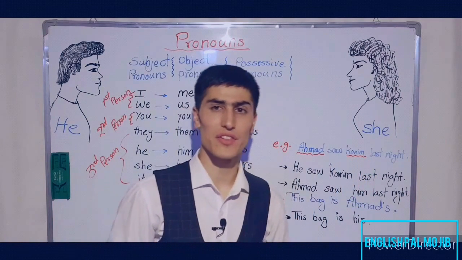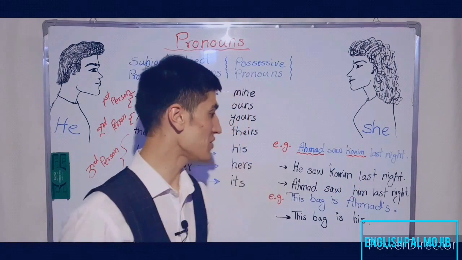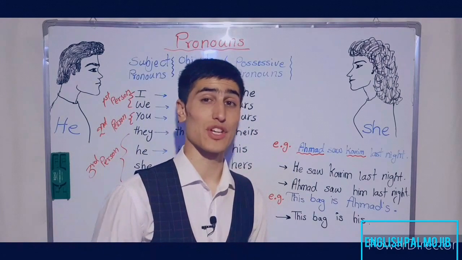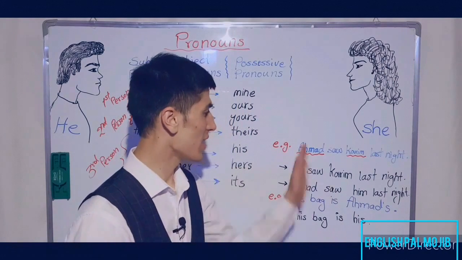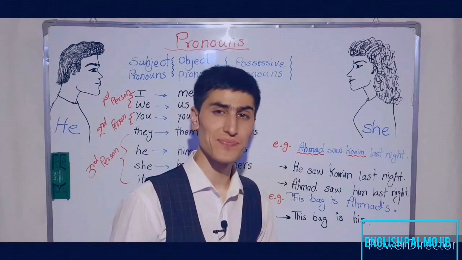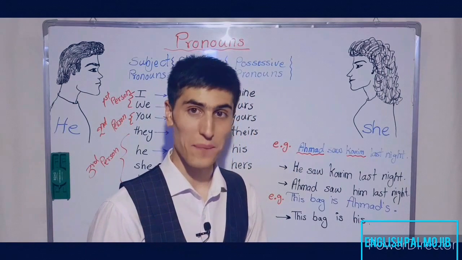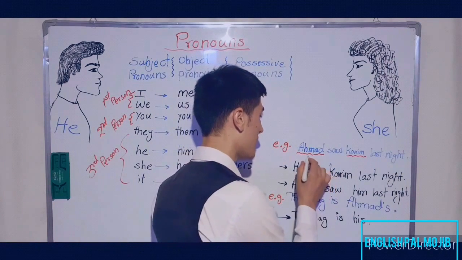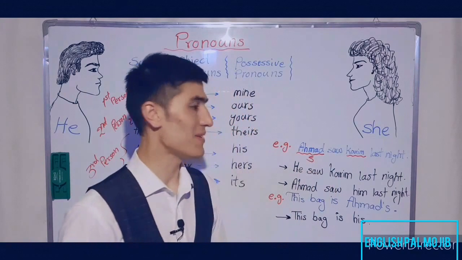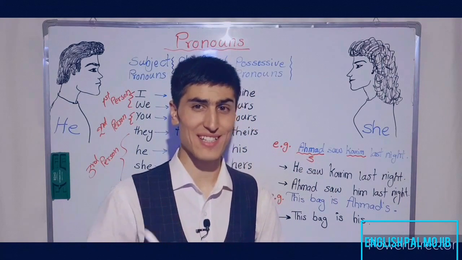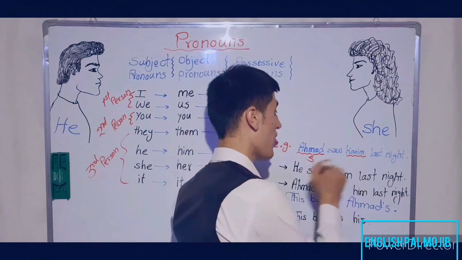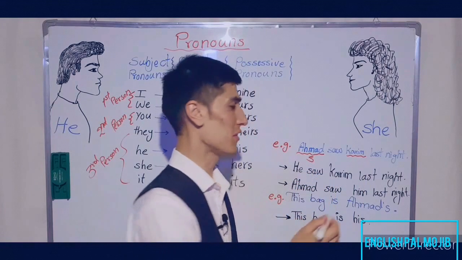As we studied the subject and object, now you have to tell me where the subject is. Which is the subject, Ahmad or Karim? Oh yeah, Ahmad, good, very nice. Well done, Ahmad is the subject. So if Ahmad is the subject, then Karim is surely the object of the sentence. Okay?